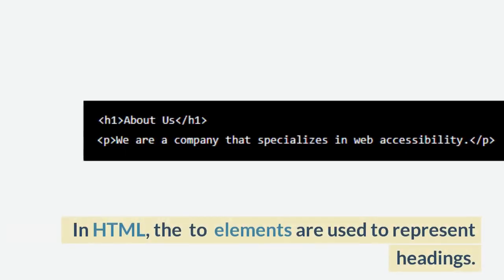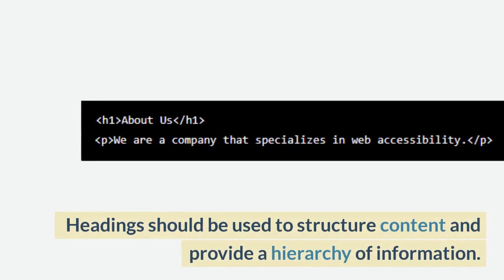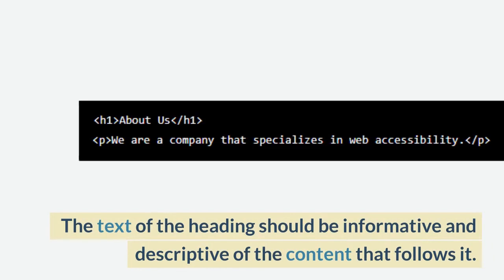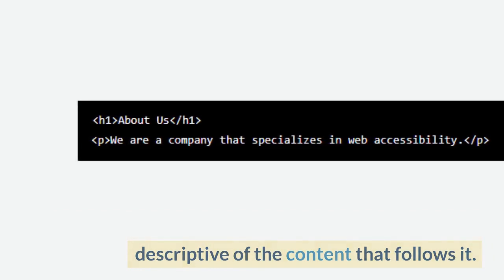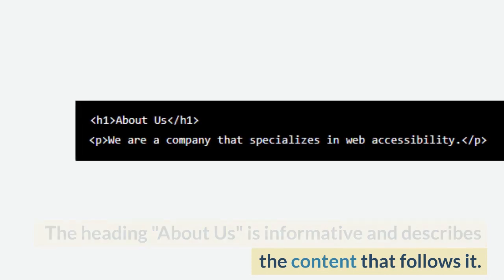Using informative headings. In HTML, the h1 to h6 elements are used to represent headings. Headings should be used to structure content and provide a hierarchy of information. The text of the heading should be informative and descriptive of the content that follows it. The heading About Us is informative and describes the content that follows it.